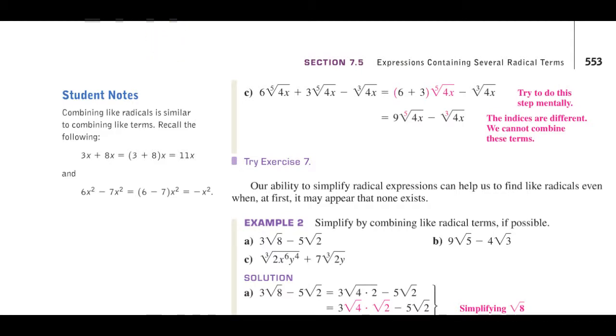So going on to C, again, some interesting things, and just to pick up on what they're illustrating. Here the index number is 5. Here the index number is 5. Here the index number is 3. So the only like terms we have are these. So we will then add those together and get 9, the fifth root of 4x, and then you have this, minus 3, the third root of 4x.